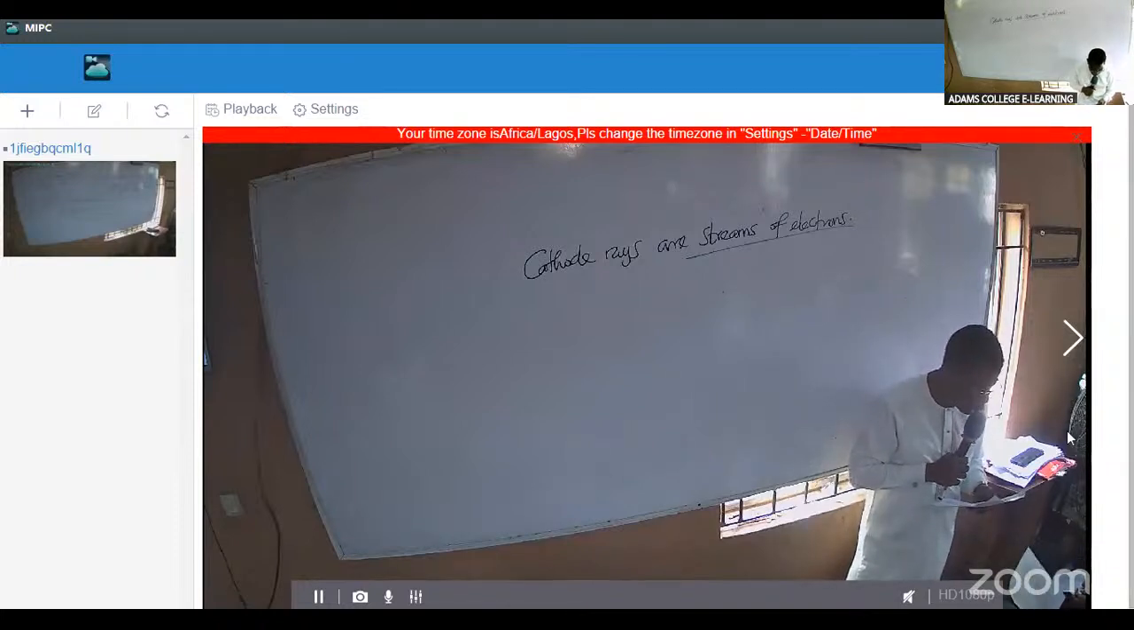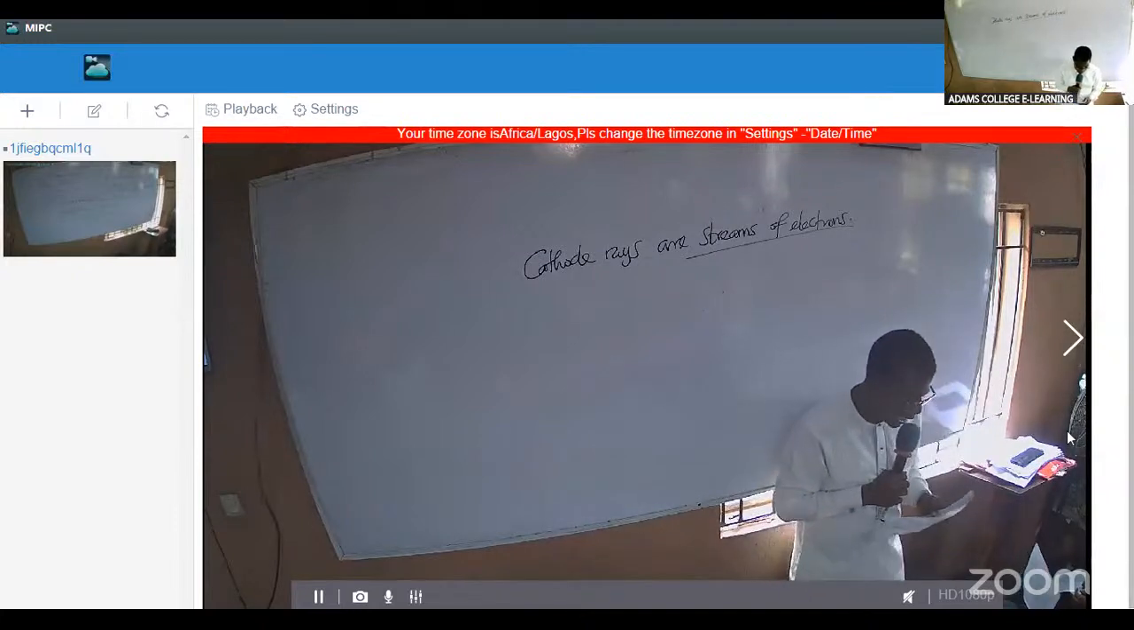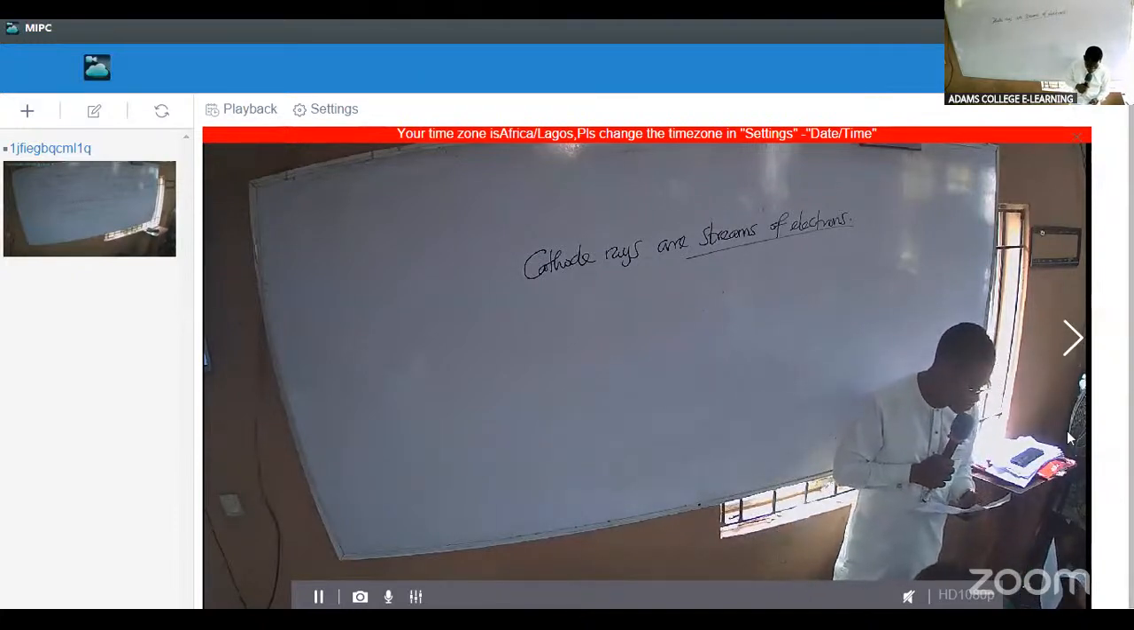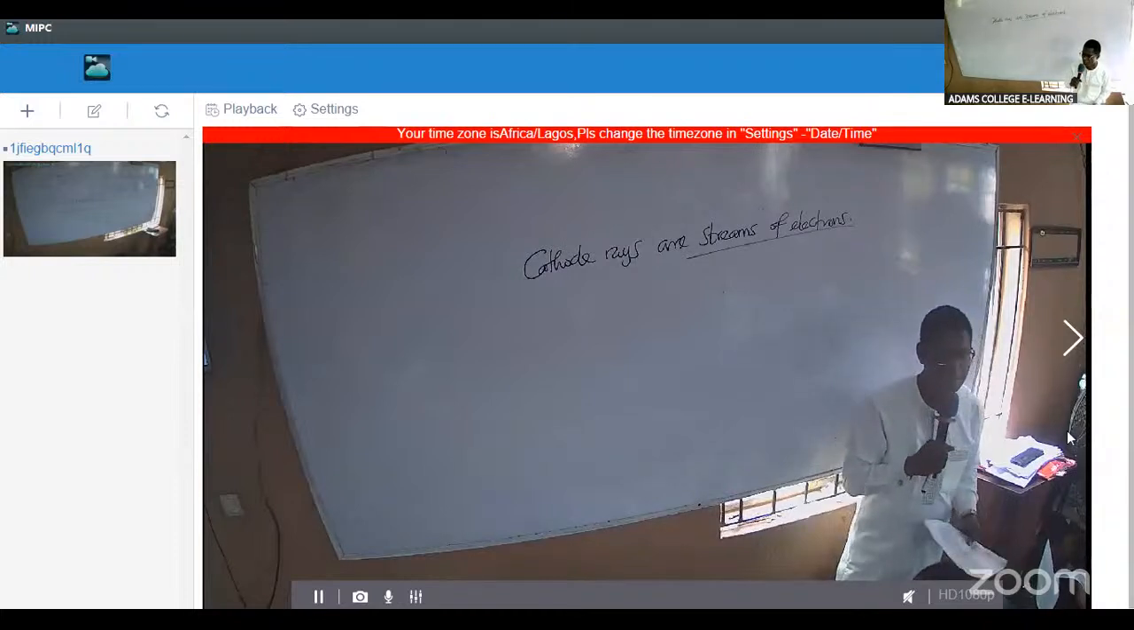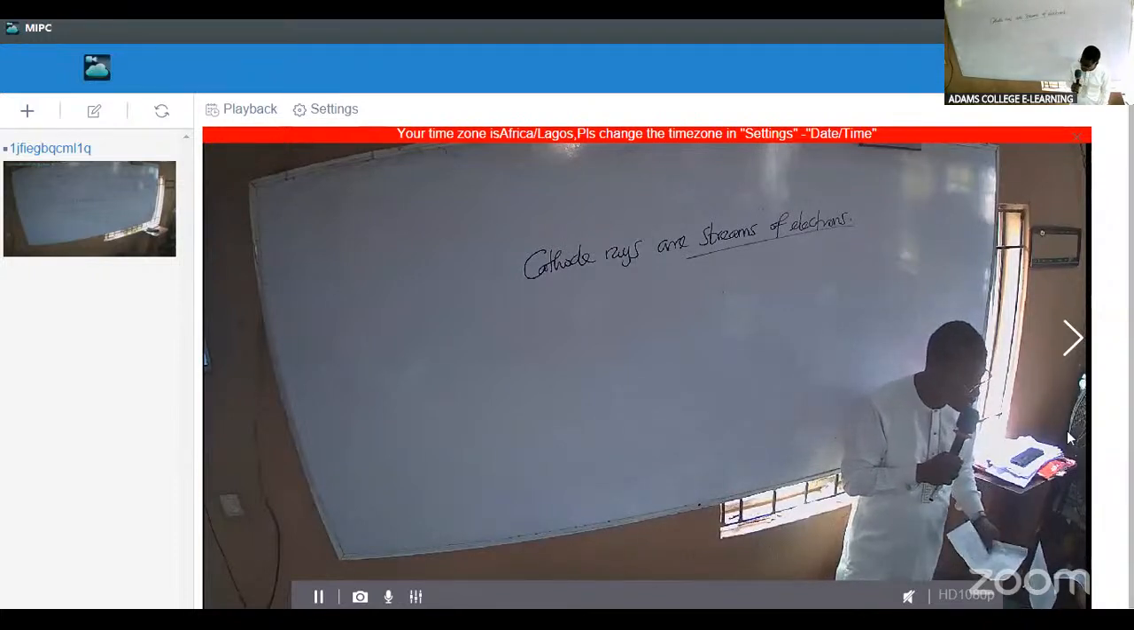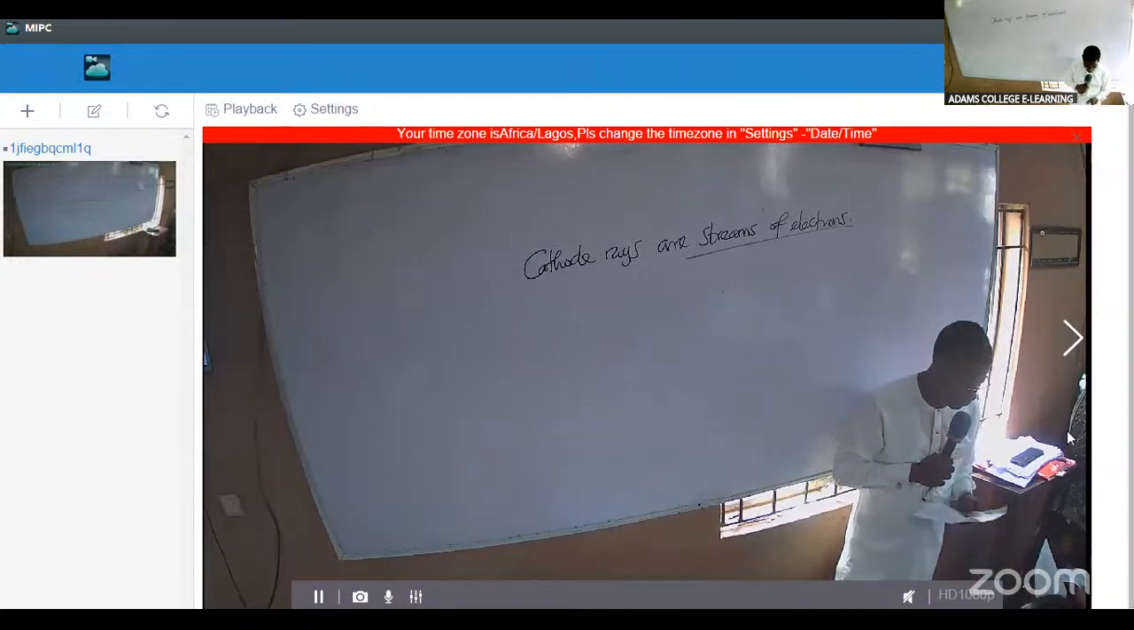Number 12. The weakest attractive force that can be observed between two molecules is what? We mentioned yesterday. I want to listen. Van der Waals, London forces and dipole interaction.